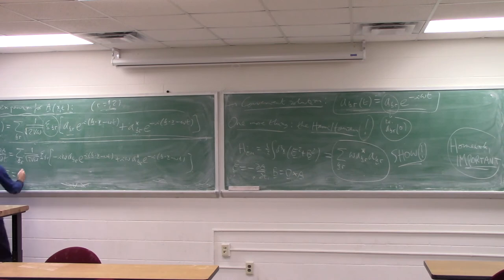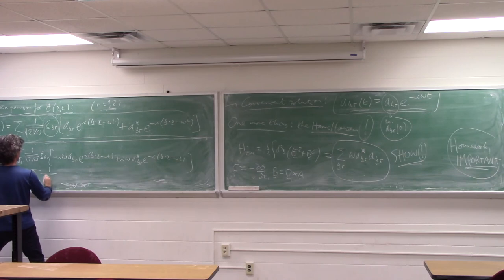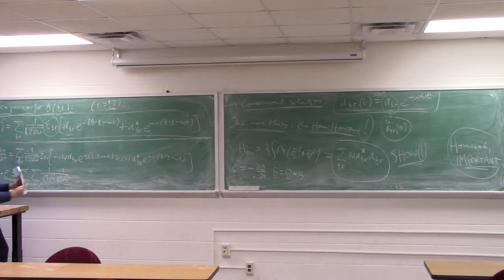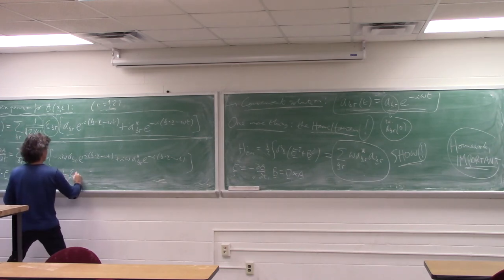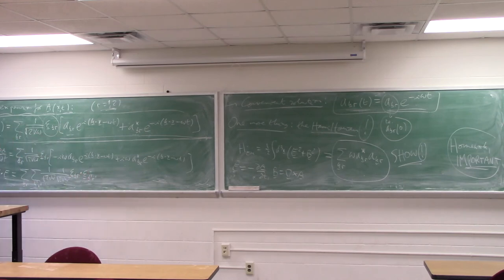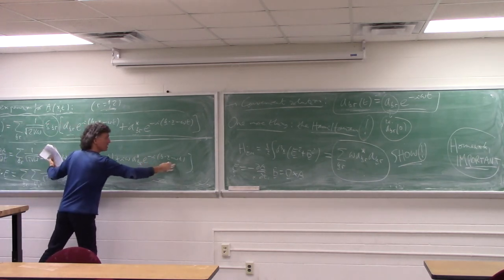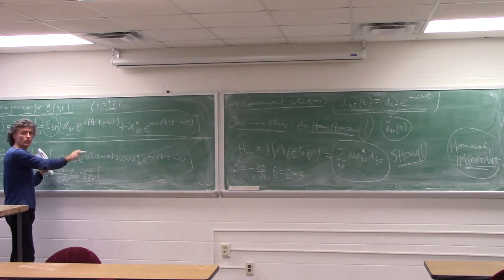So E dot E is going to be a double sum over kr and k prime r prime. I'm going to have a 1 over root 2 v omega times 1 over root 2 v omega prime. There's going to be an epsilon kr dotted with epsilon k prime r prime. And then I'm going to have, imagine this term multiplied by the same term but with k and omega replaced by k prime and omega prime.